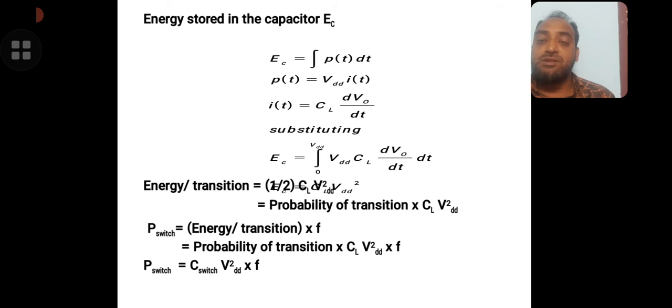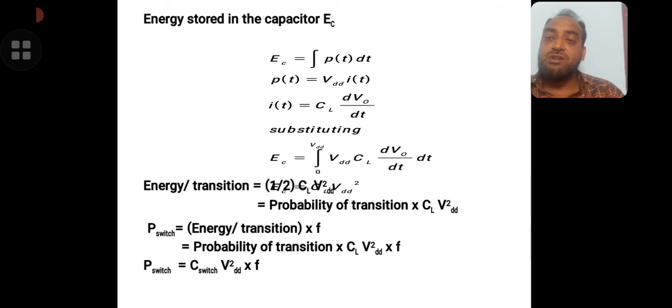That probability of transition is half, because only two signals, 1 and 0, are there, two levels 1 and 0. The probability is 1 by 2. So the probability of transition, 1 by 2, into CV square, which means CL, the load capacitance, into VDD square.